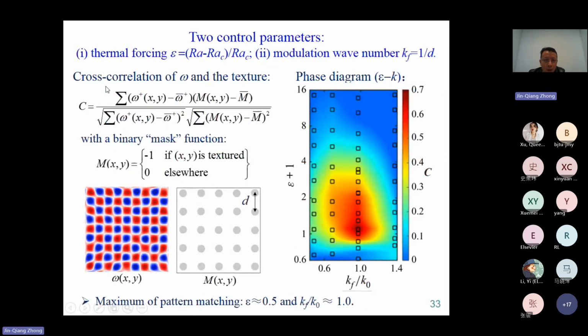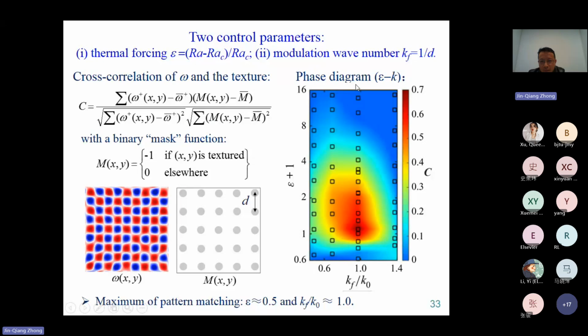We calculate the Clock's correlation function of the vortex field and the button texture as a function of these two control parameters. We use a binary mask function m(x,y) to describe the button texture. So the Clock's correlation function C represents the degree of overlapping between the vortex field and the button texture. A higher value of C reflects a better overlapping.